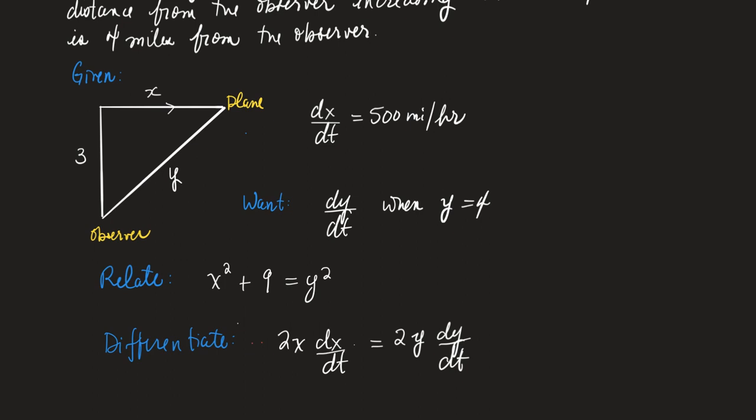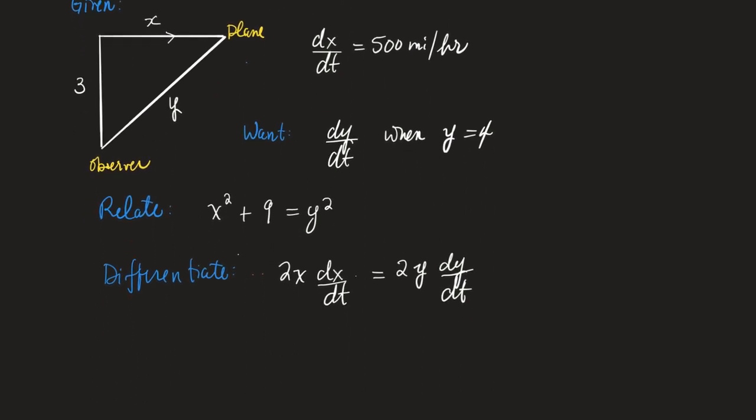And now I like to think about what it is that I need. I do a little checklist here. I'm given dx by dt. I want dy by dt. I'm given y. I am missing x. So I need x. Okay, so how can we figure out x? Well, we'll go ahead and use the Pythagorean theorem. And we want x when y is 4. So that's something to keep in mind.